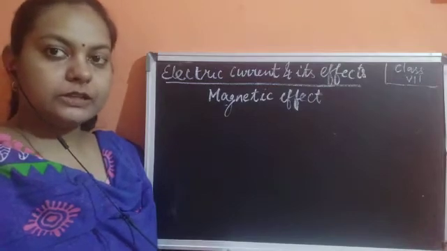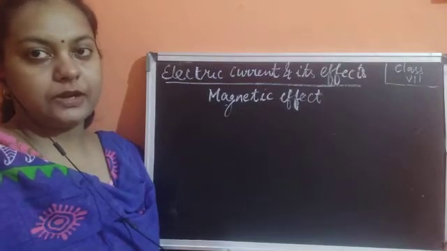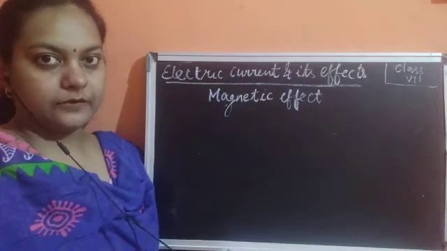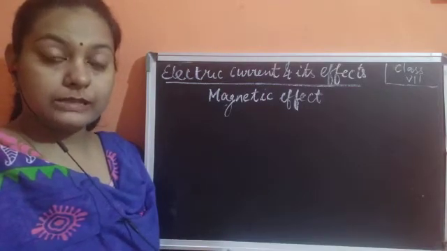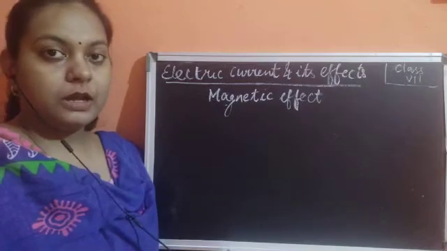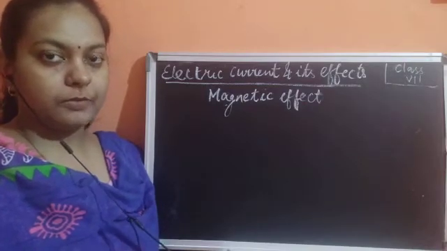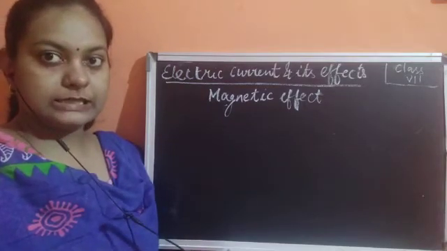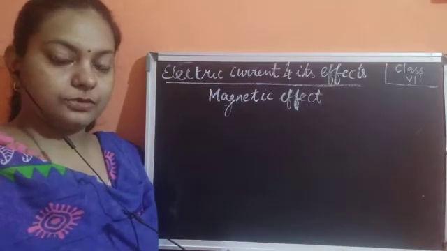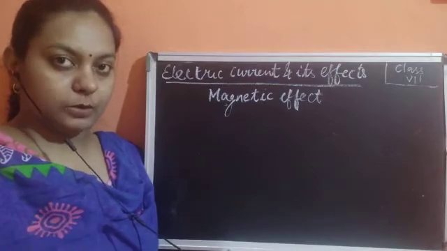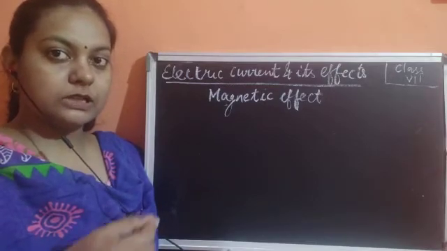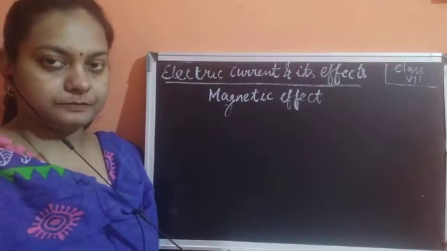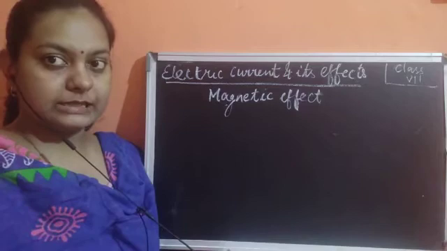So we started the chapter with the definition and understanding the concept of electric current. We saw that electric current is a continuous flow of charges from one point to another point in a conductor. Why is it called electric current? Because the charges are moving from one place to another in a continuous motion. That is why it is called the current.